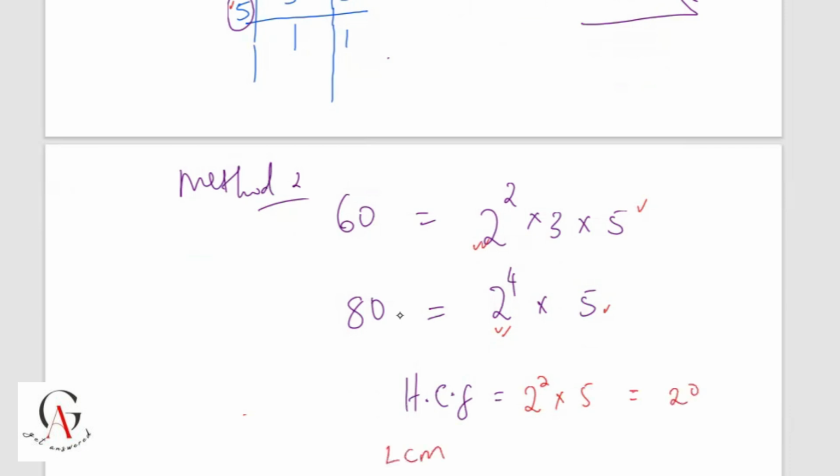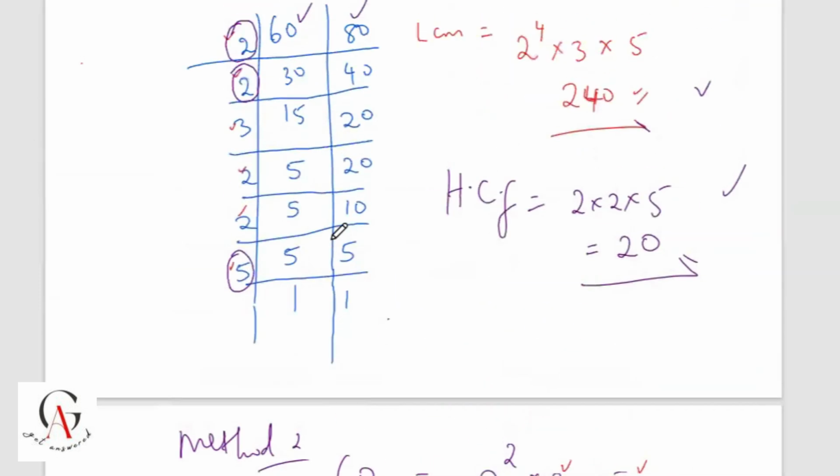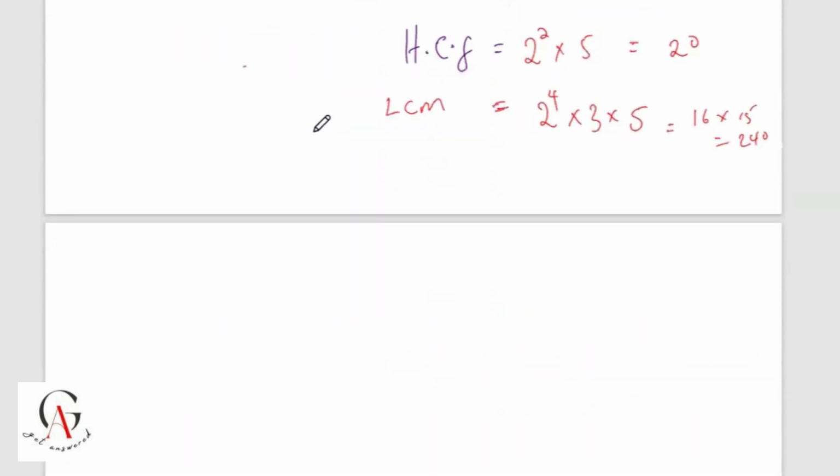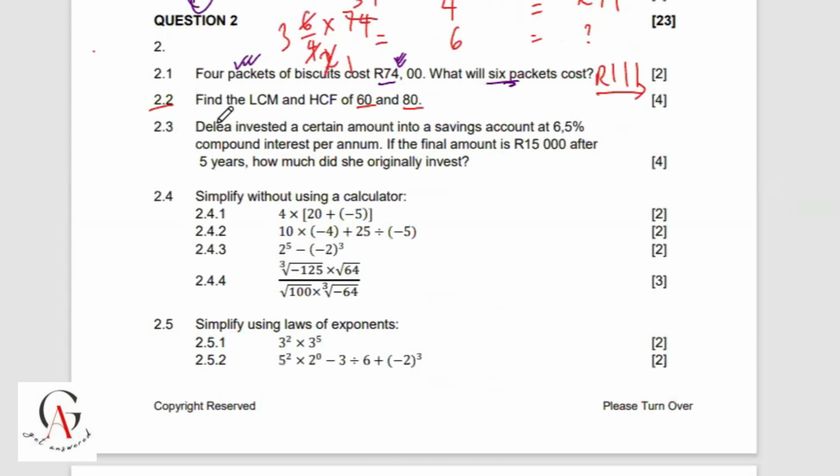When I'm finding the LCM using this approach, where I have common bases, I'll take the biggest exponent, which is 2 to the 4. Then multiply by 3 is not common to both, so multiply with it. 5 is common to both, I'll take the one with the biggest, which is still 5. So that will give me 16 times 15, which should also give me a 240. Is that true? Yes, it's a 240. Okay, that's method 2. And then the other method is where you look at the multiples independently and then the factors separately. So that is question 2.2.